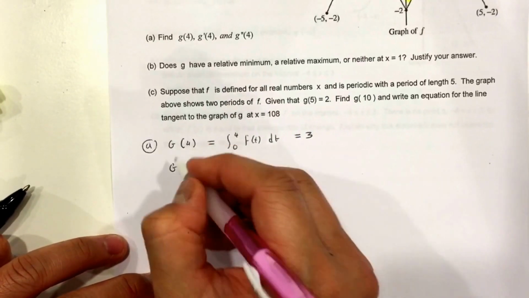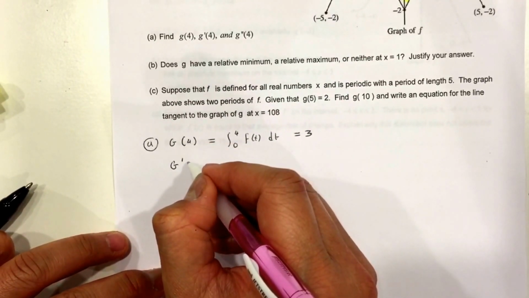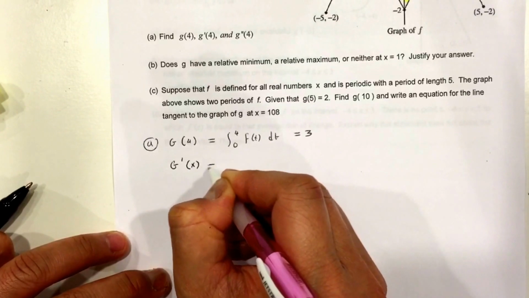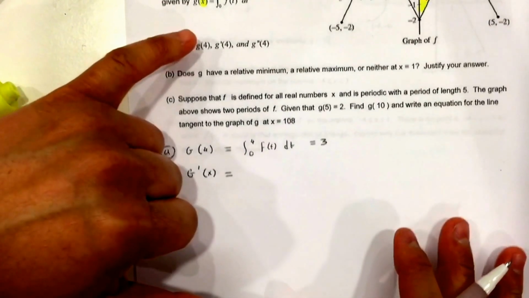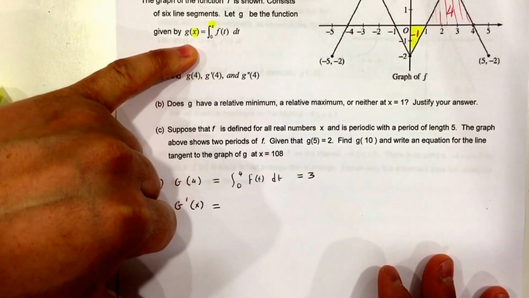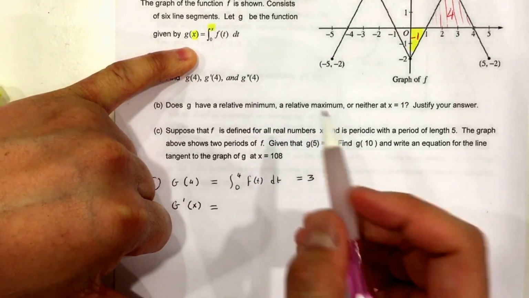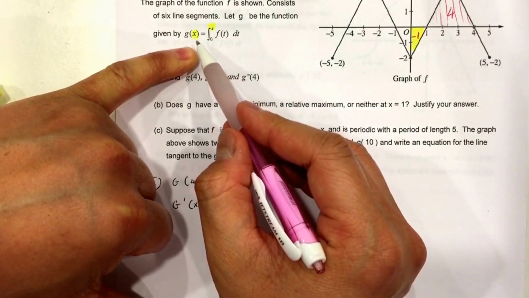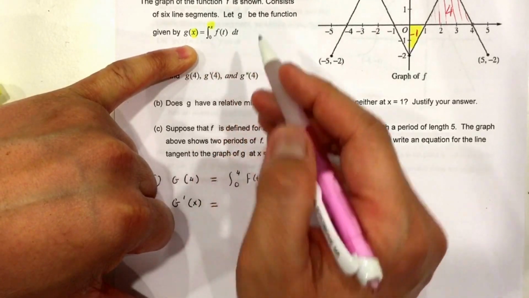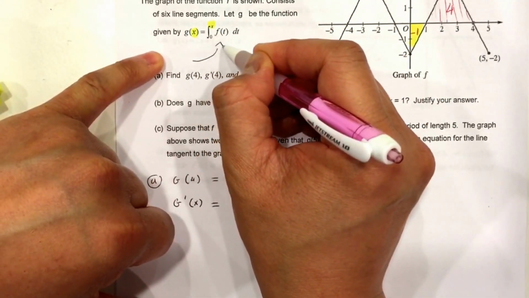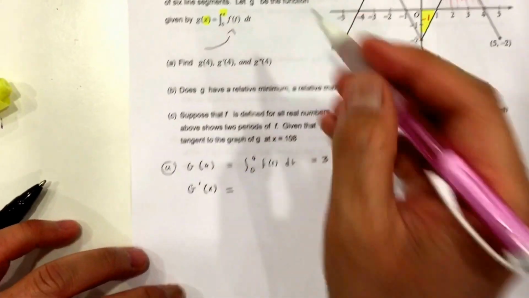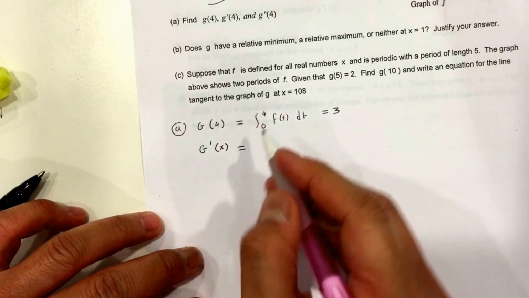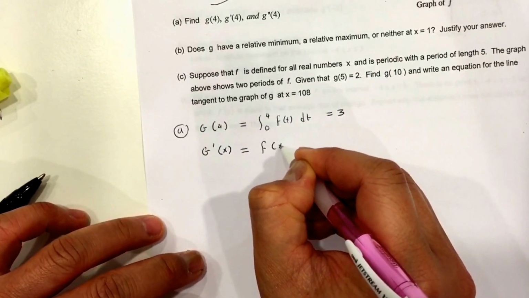It also asks us to find the derivative at 4. So we need to first find the derivative function. Remember that by the fundamental theorem of calculus, part 2, the derivative of any function defined by an integral is just the inside function, but the only catch is you replace the letter t with the letter x. So I know that g prime of x is f of x.